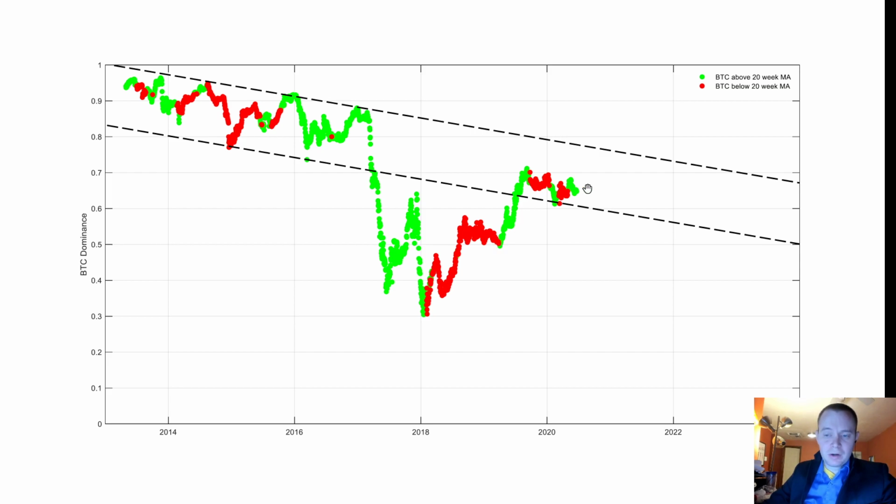Then, when Bitcoin got above the 20-week, we know that when Bitcoin gets above the 20-week moving average, it tends to move up in the short term. Not always, especially once you're in this trend line. It's a little bit more arbitrary what happens. But we do know that when Bitcoin gets above the 20-week moving average in the short term, the price of Bitcoin tends to go up. In this case, not only did the price go up instantly back in 2019, but the dominance also rapidly rose.